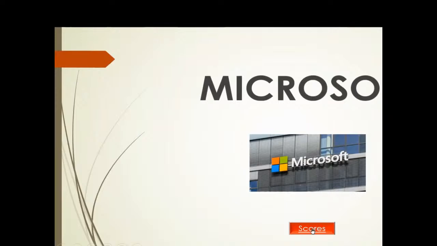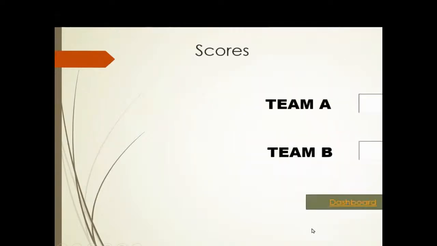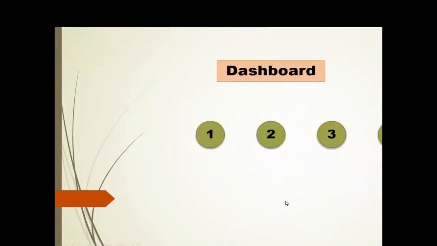For that, go to the score button. That will display another window. One for team A, if they answer correctly, give 5 marks. Go to dashboard, moving on to team B and the second question.